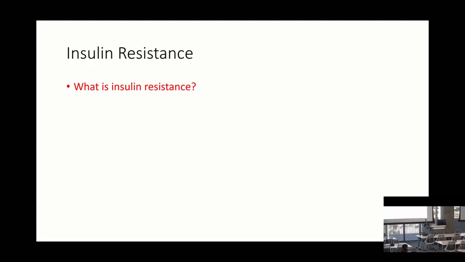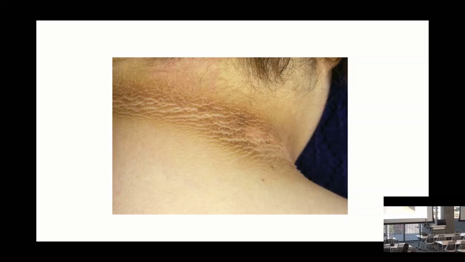And that's the underlying mechanism, or underlying pathophysiology, for type 2 diabetes. And this is acanthosis nigricans. Again, if they show you a picture like this on your exams, that's clearly trying to show you that there's insulin resistance. So that's one of the clinical features of insulin resistance.